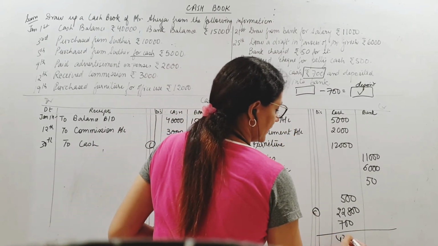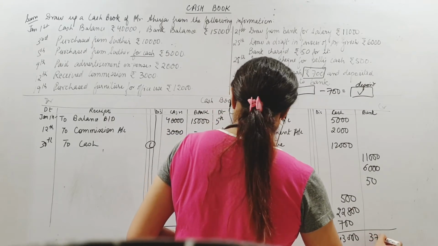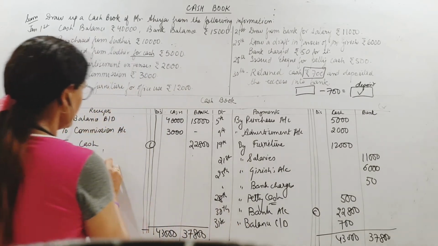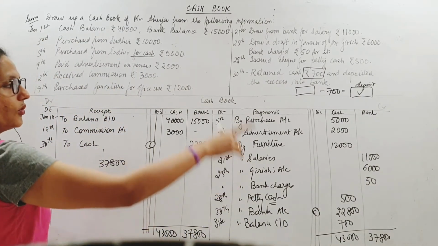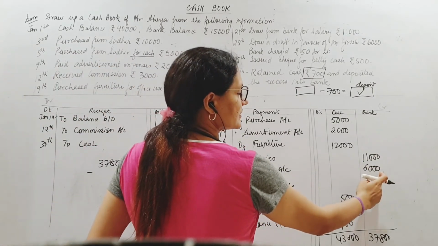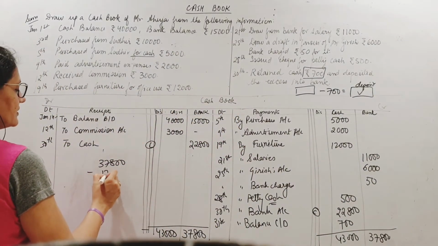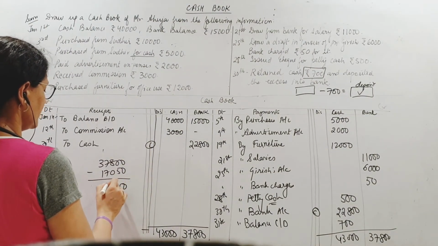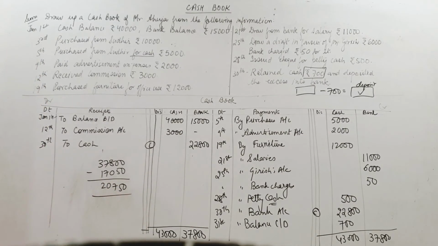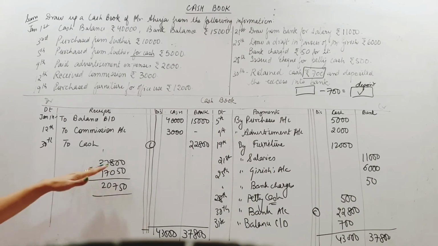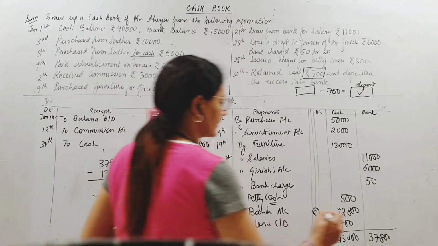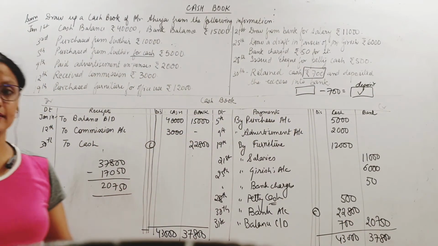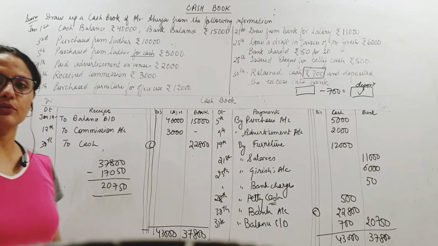This was 43 cash. To make this 37,800, how much more do I need? That is the balancing figure. So 37,800 minus all the payments from the bank. 11,000, 6,000, 17,050. 17,050 was paid from the bank. So chalo minus kar do 750, 0, 2. 20,750 is what I am left with in the bank. So 20,750. ये है closing bank balance. Clear? And my cash book is done.